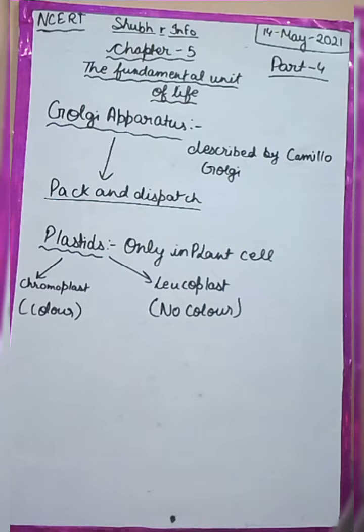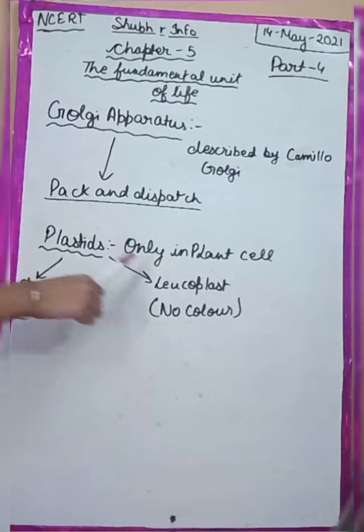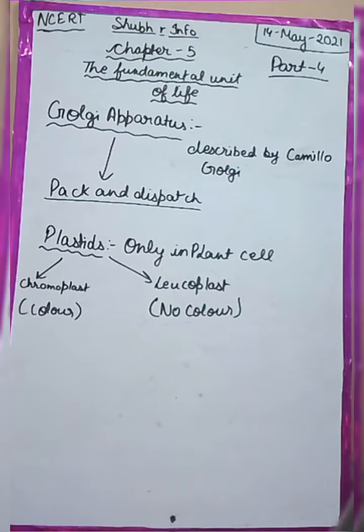Next come plastids. What are plastids? They are present only and only in a plant cell, not at all in the animal cell. You have to remember this. There are two types. What are those two types? The first one is chromoplast and the other one is leucoplast.